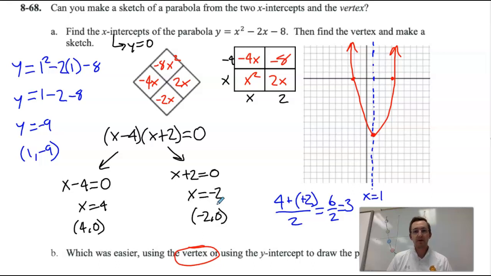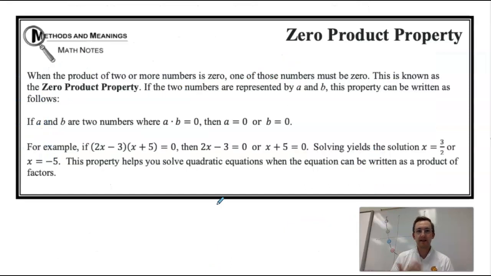So hopefully that helps. Again, check the filled in notes for the homework answers from Tuesday. Other than that, again, zero product property is when 2 numbers are multiplied together and they equal 0, one of them has to be equal to 0. That's just mathematical fact there. 2 things multiplied together to be 0, one of them has to be 0.